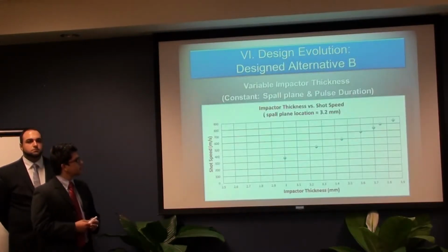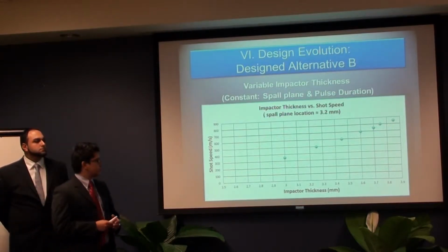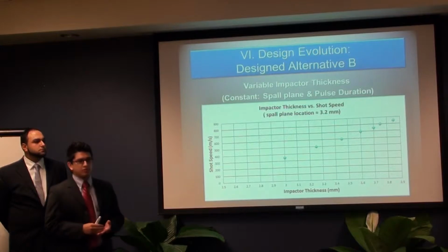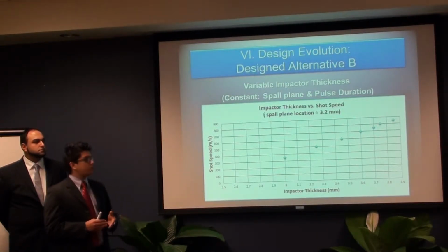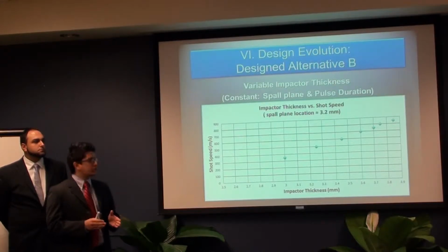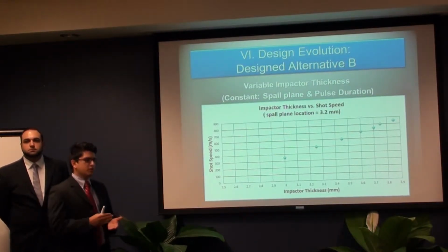Next slide, please. So for design alternative B, we wanted to go with a variable thickness impactor, ranging from 3 millimeters for the first shot to 3.85 millimeters for the last shot. This is because we wanted to maintain a constant spallation plane at 3.2 millimeters inside the target and a constant pulse duration, since even though we're increasing the speeds, we're also increasing the impactor thickness.